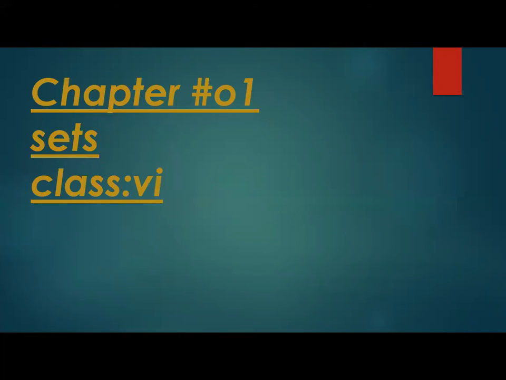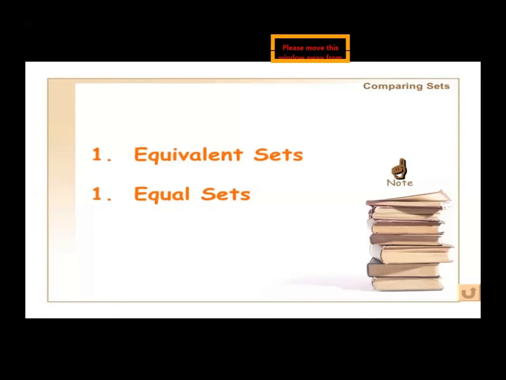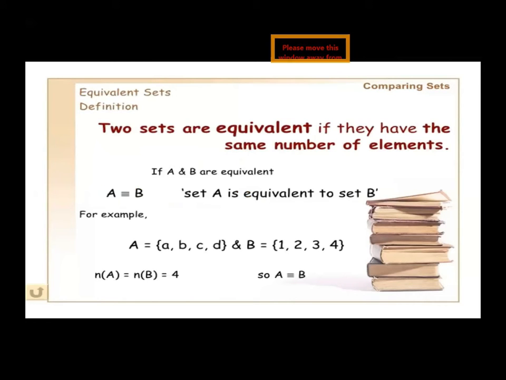Now, moving on to the name of the chapter. This is chapter number 1, sets, and this lecture is for class. Today's objectives are the equivalent set and the equal set. So, first we start with the equivalent set. The definition of the equivalent set is: two sets are equivalent if they have the same number of elements.